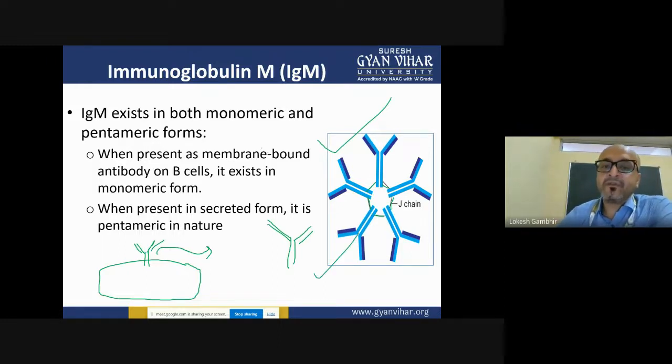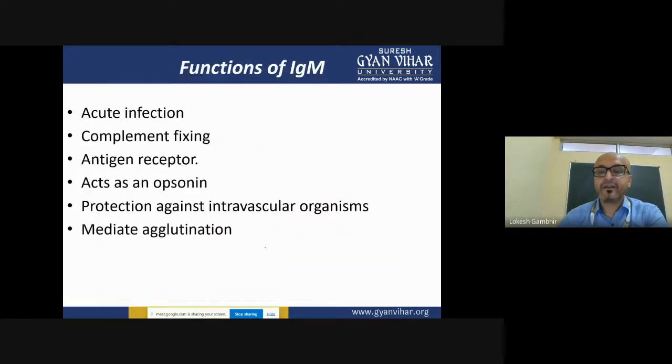So always remember, when immunoglobulin M is a membrane-bound antibody on the B cell, it is always monomeric. But when it is secreted, it is secreted in the form of a pentamer.